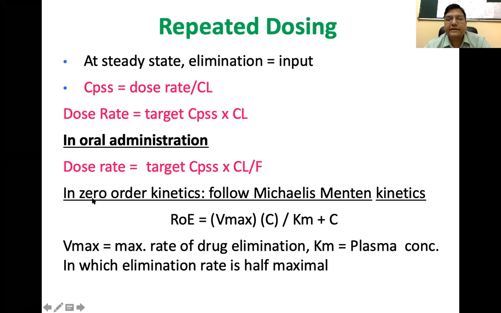And zero order kinetics follow Michaelis-Menten kinetics, that is rate of elimination is equal to Vmax into C upon Km plus C. Vmax is the maximum drug elimination rate. Km is the plasma concentration at which the elimination rate is half of the maximum.